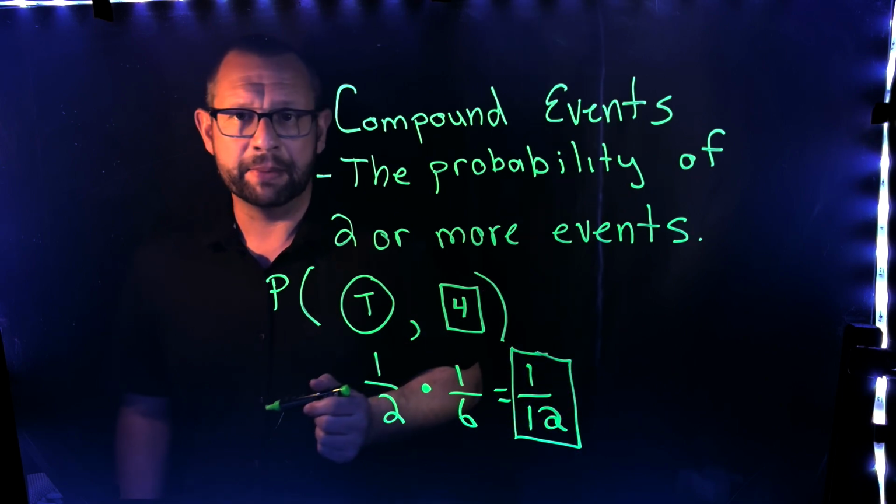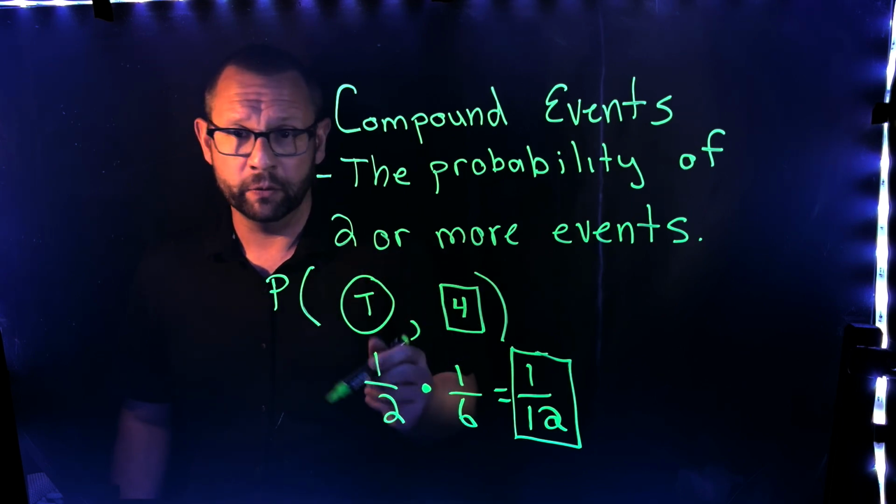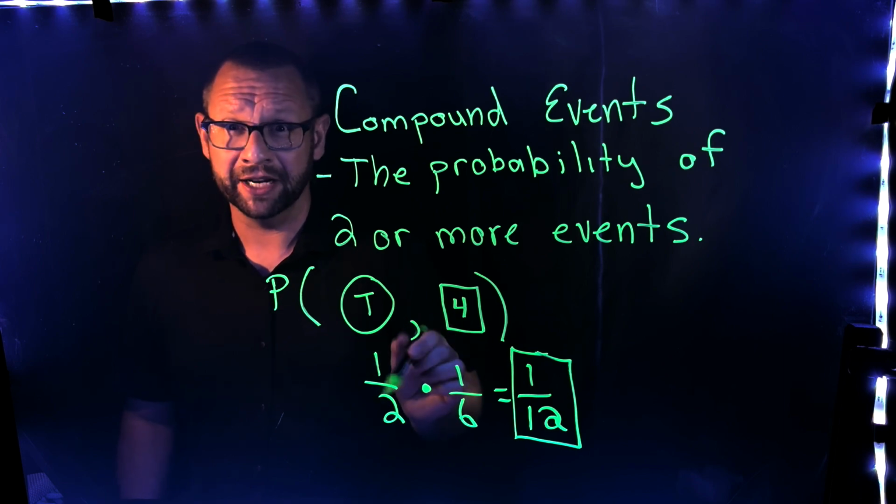So remember, a compound event is the probability of 2 or more events occurring. And the way you get the probability is you multiply the probability of each event occurring together.